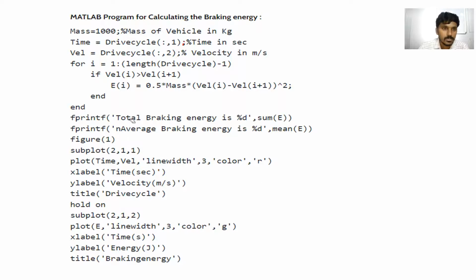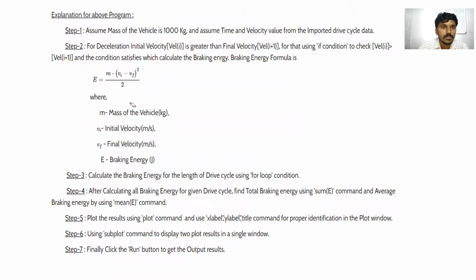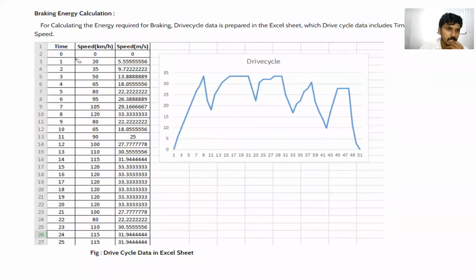Clear? That is equal to n, write it. Okay, and enter this formula like this. Next, step 3, calculate the braking energy for the length of the drive cycle using the loop condition. Calculate the braking energy for the length of the drive cycle. The length of the drive cycle is this.